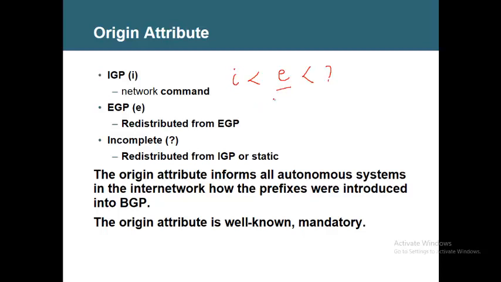Now what is E? Once upon a time, there was a protocol called EGP. Like BGP, there was a protocol called EGP. Let's say you have a router. One neighbor is an EGP neighbor.